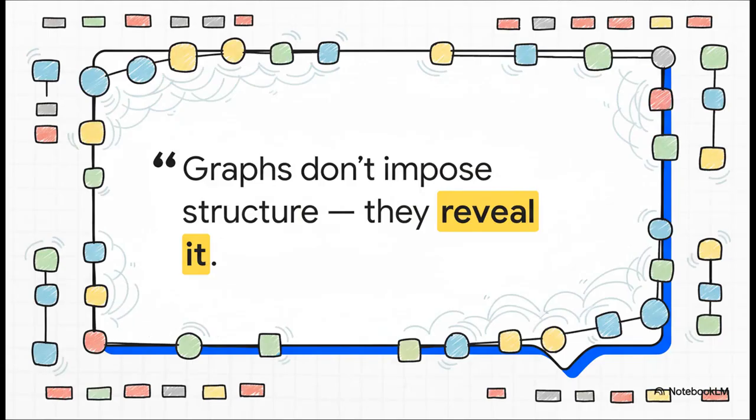And this is the first huge takeaway I want you to have. An array forces your data into a line. A tree forces it into a hierarchy. But a graph doesn't impose a structure on anything. Instead, it just provides a canvas for the real, inherent structure, that hidden web of relationships to reveal itself.